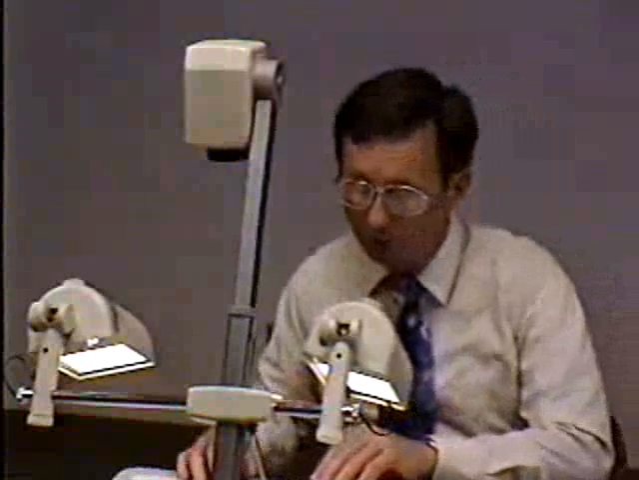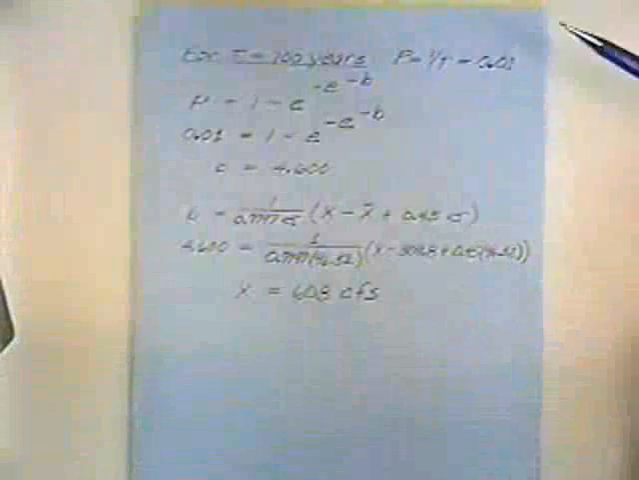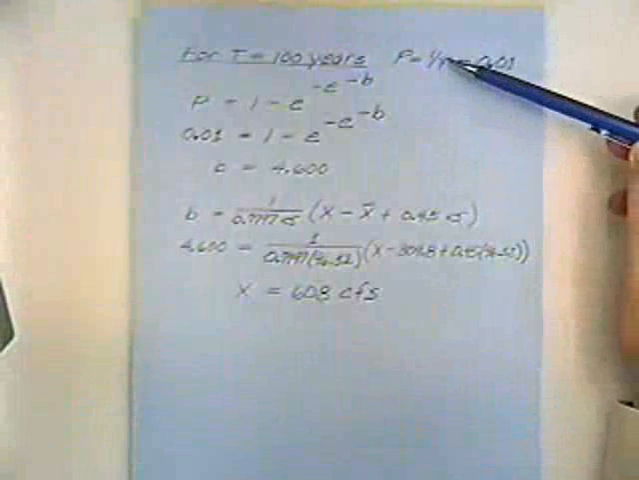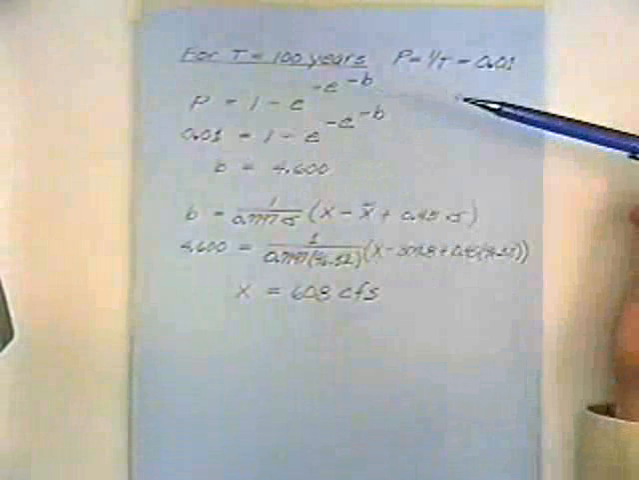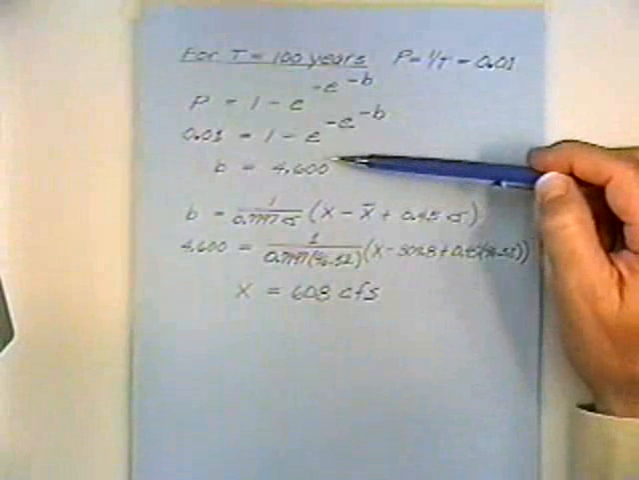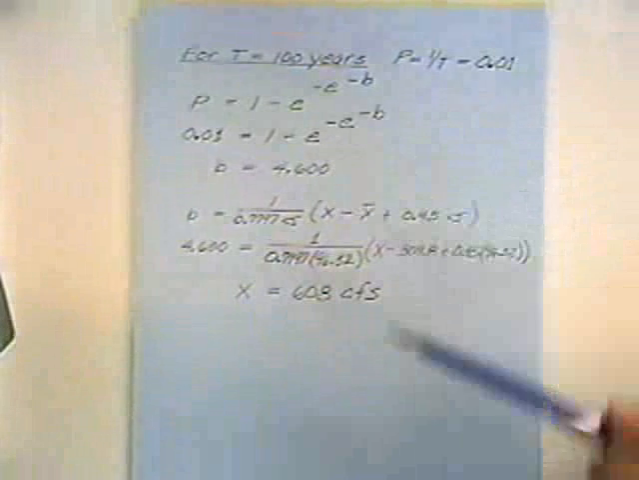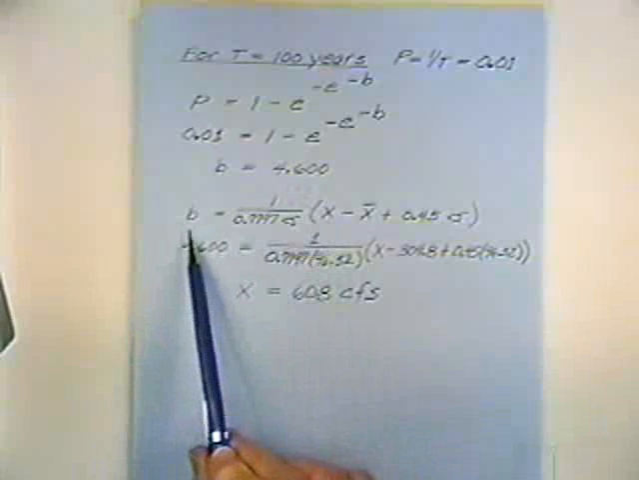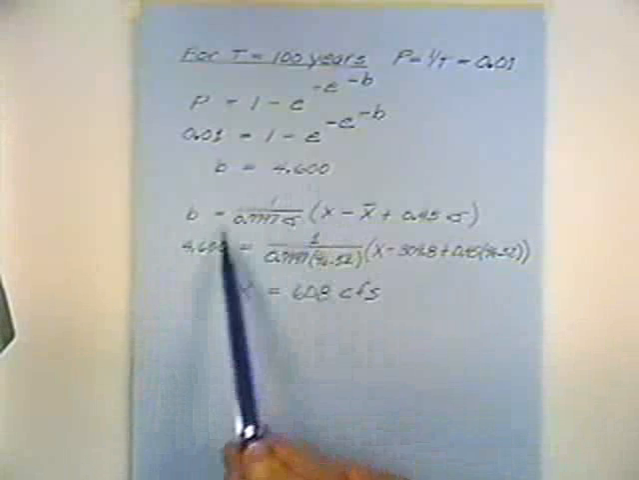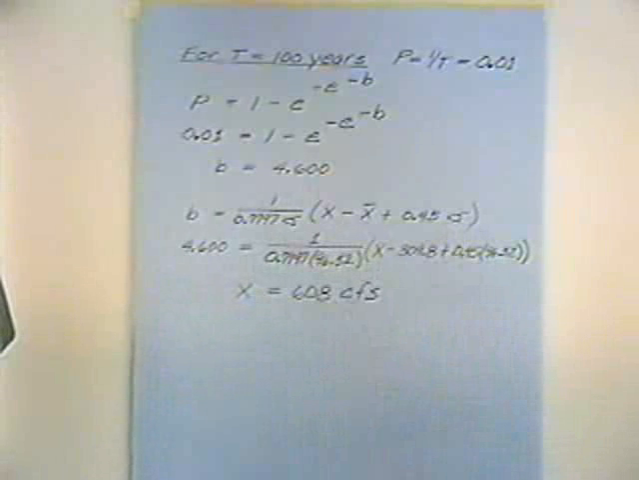Now, if I wanted the 100-year recurrence interval, what I could do is just plug the same numbers in. The exceedance probability would be 0.01, plug in 0.01, compute the B, and again, it's all just one equation. We just write it in 2 components to make it easier to write out. So having computed the B, that exponent being 4.6, plug in the standard deviation, plug in the mean, and compute an X of 608 cubic feet per second.